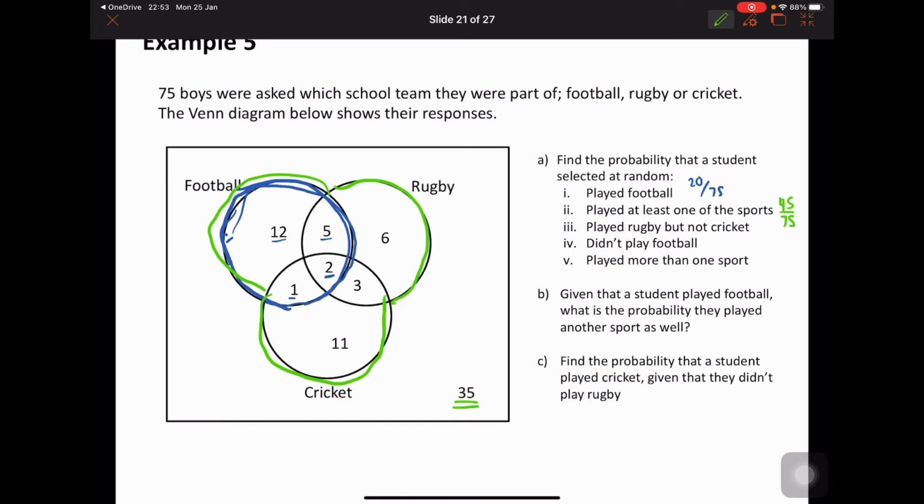Played rugby but not cricket. So they played rugby.